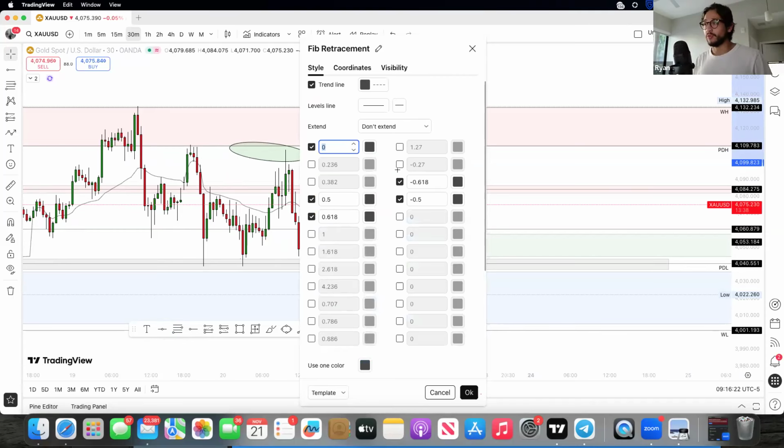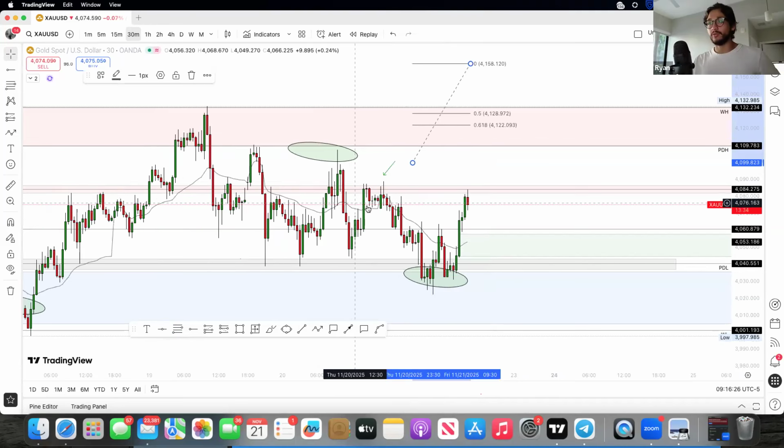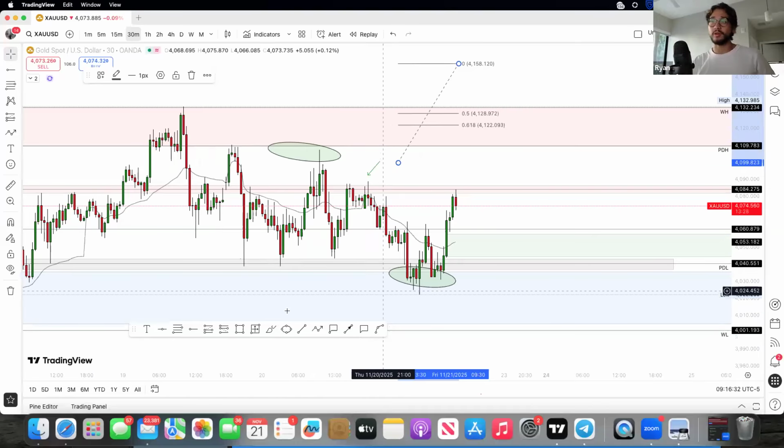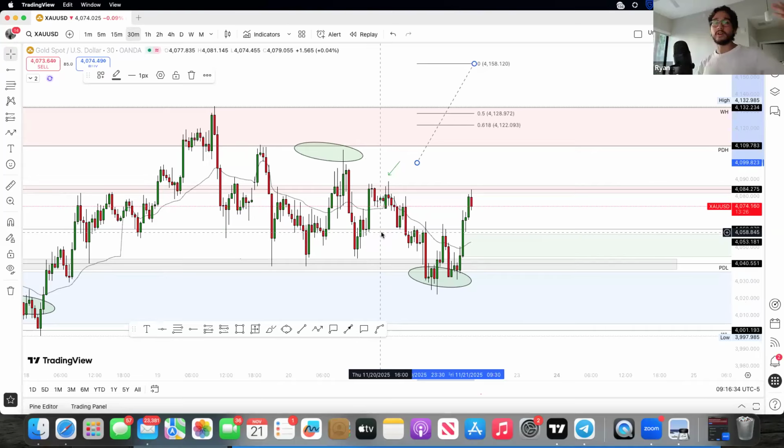Yes, bias for now is neutral. We're gonna see what happens, because again, we are kind of reacting off this resistance. We're trading underneath these supplies, there's sellers. We're trading above these demand, we're trading above support, there's buyers. So there's sellers and there's buyers kind of going against each other right now. Right now we're kind of neutral.